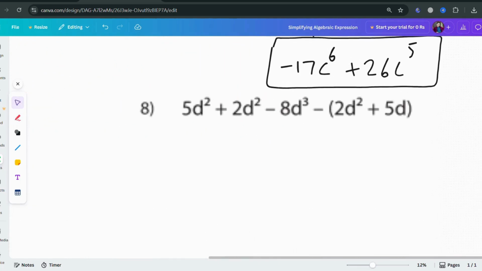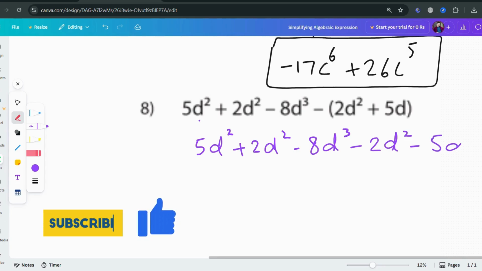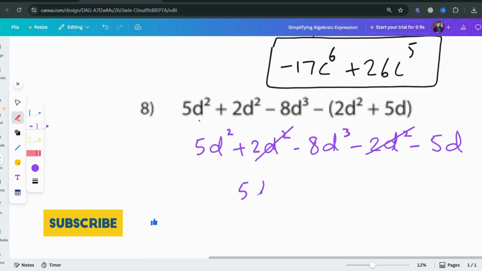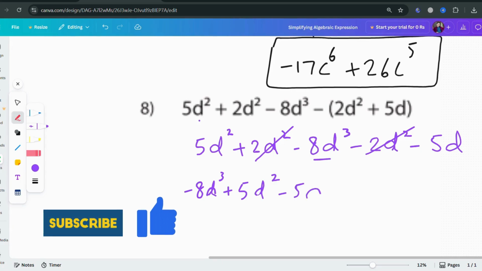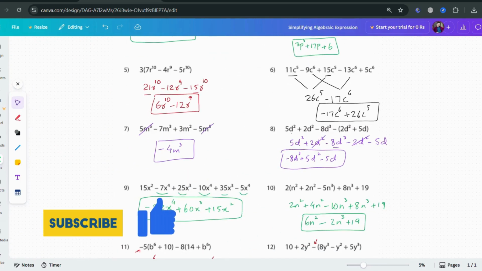Now I'm going to solve this one. As you can see, these two, let's just combine them later. Let's just distribute the negative sign first. Minus 8 d to the power of 3, that's minus 2 d square minus 5d. So as you can see, these two are going to cancel out with each other. So 5d square, this one is a negative sign, so 8d cube plus minus 5d. So I hope you got the correct answer for these two questions specifically.